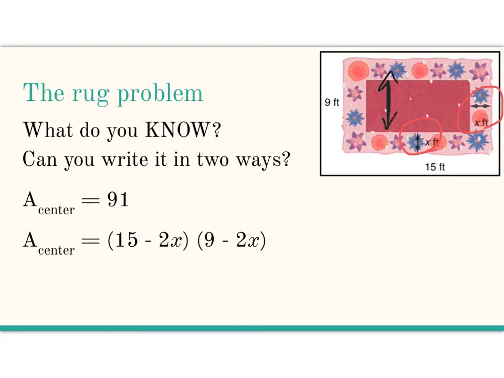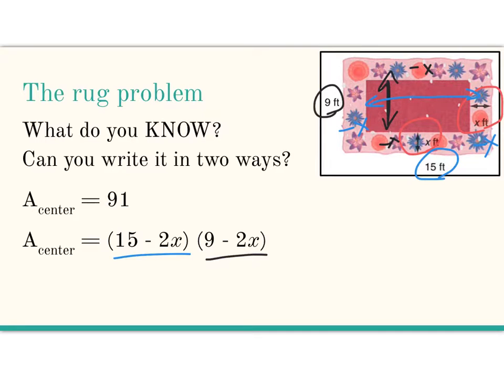Whatever this distance is here, this is going to have to be 9 feet minus an x minus another x. That's where the 9 minus 2x comes from here. And whatever this dimension is going across, it's the 15 feet minus an x here minus another x over here on the right. That's where we're getting the 15 minus 2x from. So we have two ways of expressing the area of this raspberry field in the middle of the rug.